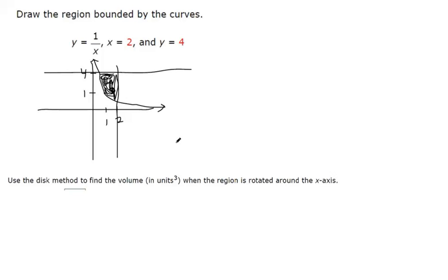Use the disk method to find the volume. The region is rotated around the x-axis. So we're rotating this way so that the region is coming across over here, and you're rotating from here to here to make a three-dimensional shape. What I like to do is picture the entire right cylinder from here to here. It's a really bad drawing. If you've seen my videos, you know I'm a bad drawer.